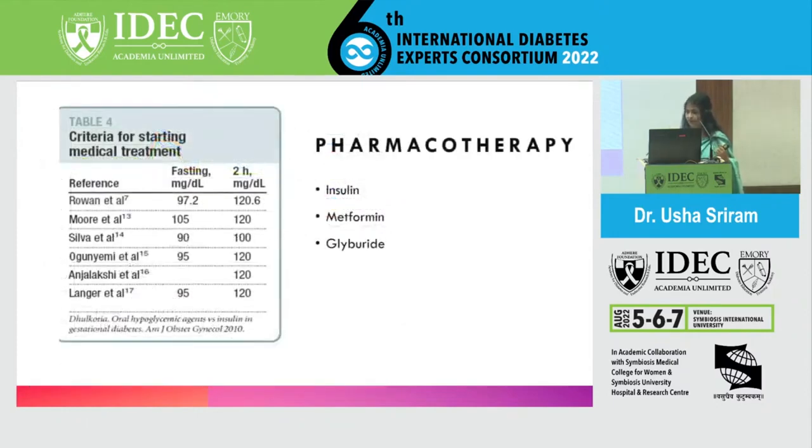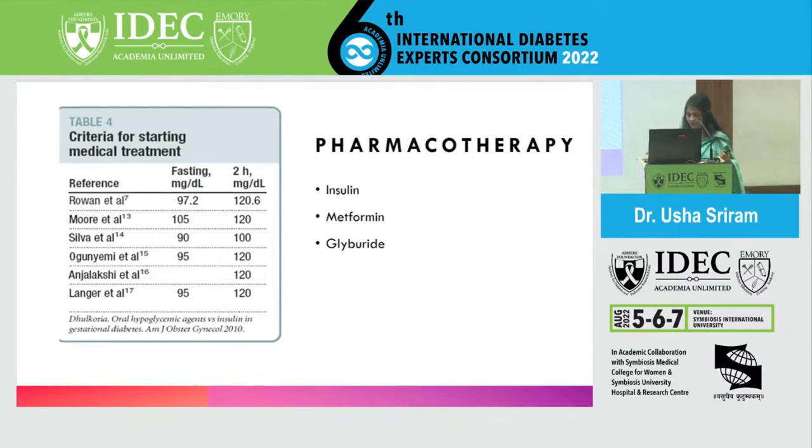Now, when do we use pharmacotherapy? And as you can see here, if the fasting sugars are all more than 95 after 2 weeks of medical nutrition therapy, and if the 2-hour values are more than 120, and again after 2 weeks of medical nutrition therapy, you should consider pharmacotherapy. This 2 weeks is not an absolute cutoff. If they're starting out with higher numbers, you can wait just 1 week and then go straight to pharmacotherapy.